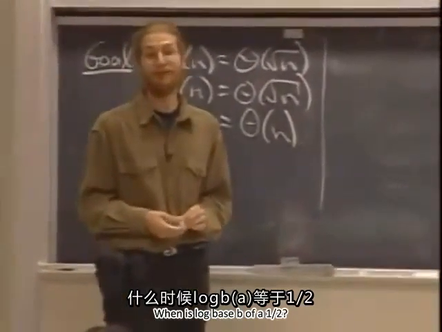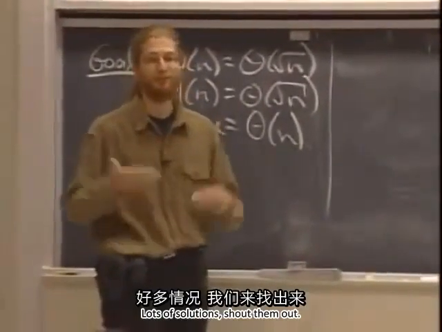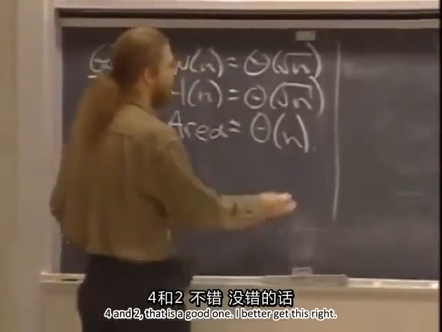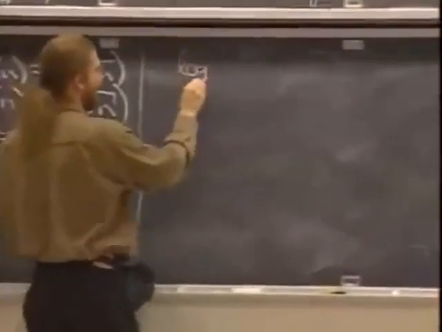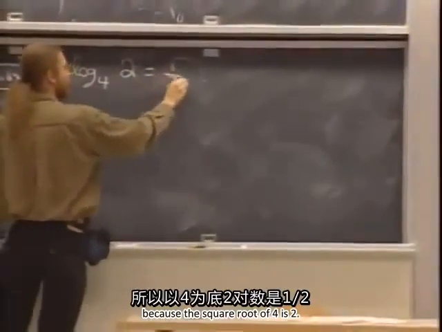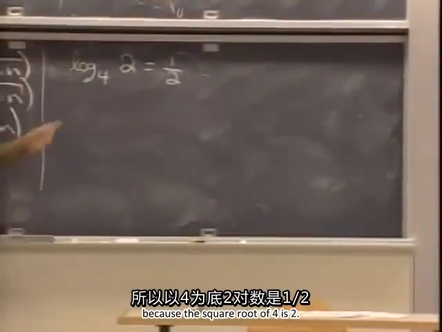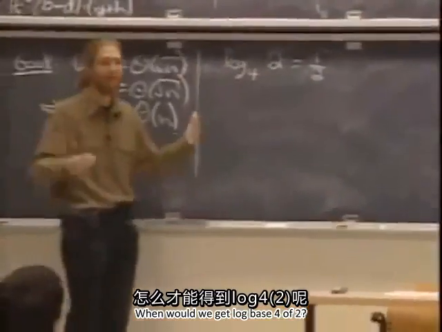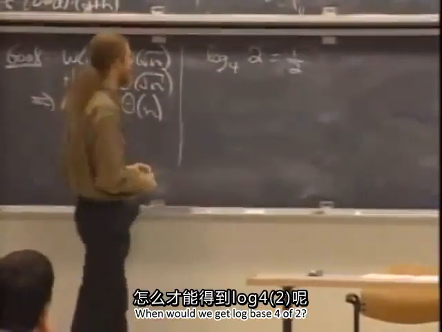So when is log base b of a a half? Lots of solutions. Shout them out. 4 and 2. That's a good one. Turns out log base 4 of 2 is a half. Right? Because the square root of 4 is 2. So let's aim for this. Why not? So when would we get log base 4 of 2?